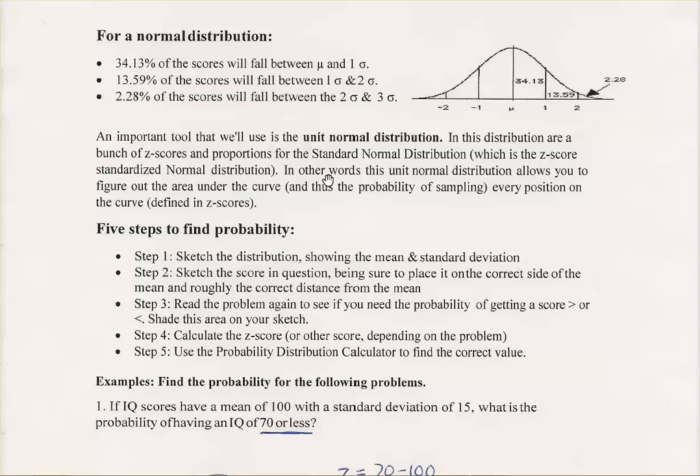In this distribution, there are a bunch of Z-score proportions for the standard normal distribution. In other words, this unit normal distribution allows you to figure out the area under the curve and thus the probability of sampling every position on the curve. So the 5 steps define the probability of something.